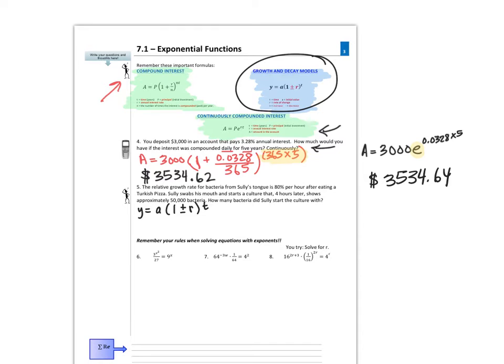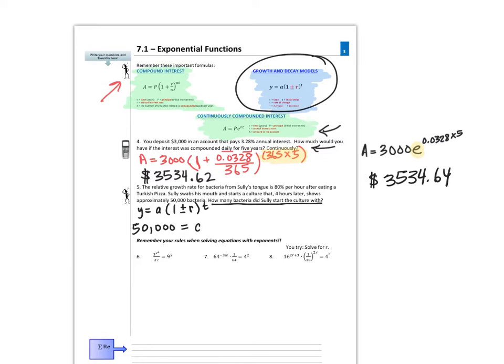Okay, so we're going to figure out what is what here. So y is what we're starting with. No, a is what we're starting with. That's the initial value. That's what we're looking for, right? Because it says how many bacteria did Sully start with. So a is what we're looking for. Y is what you ended up with. So 50,000. Oh, Wally, that's a big number.